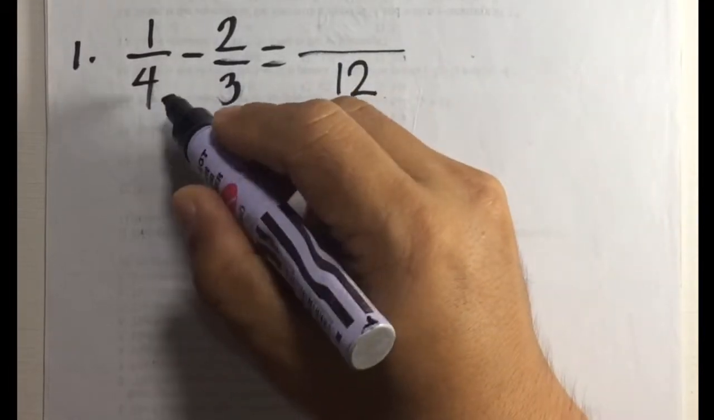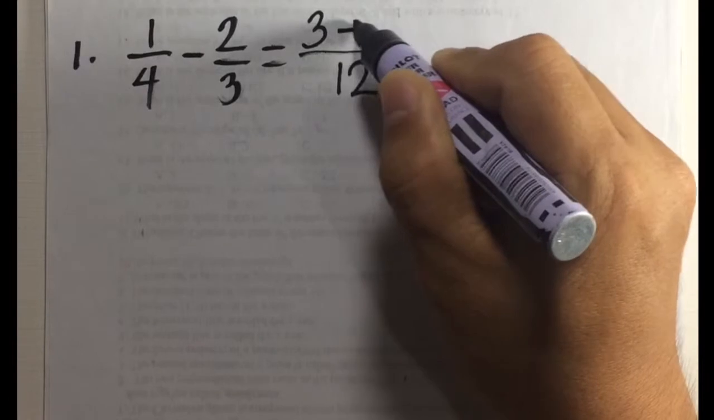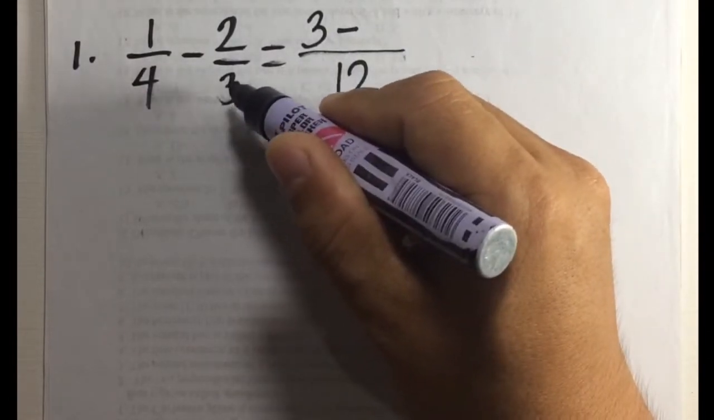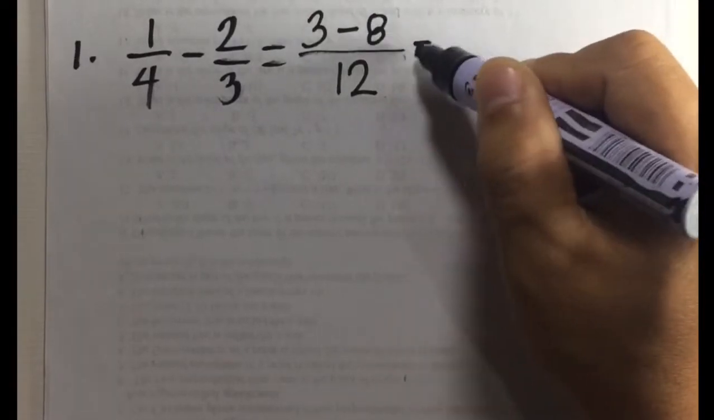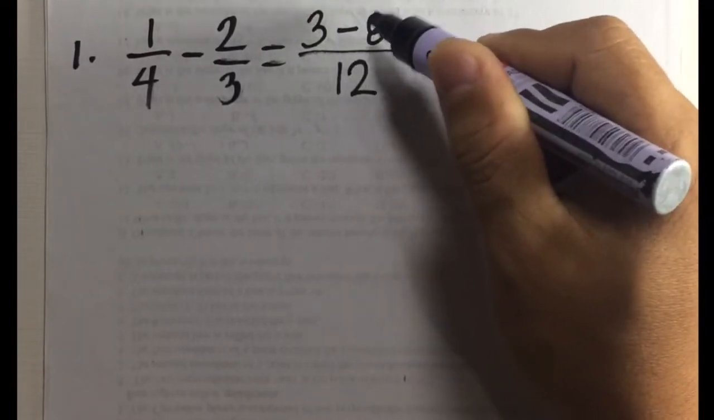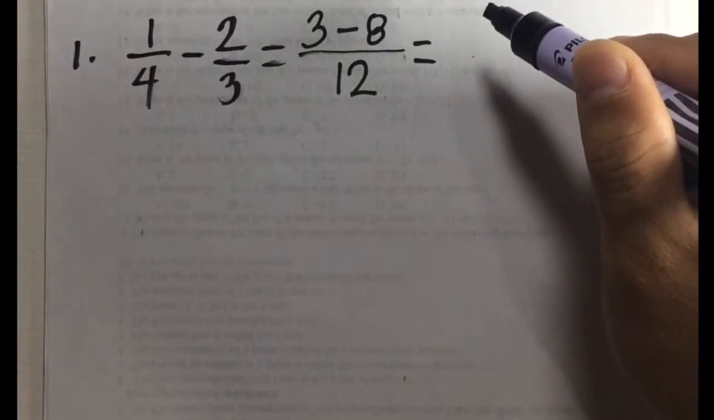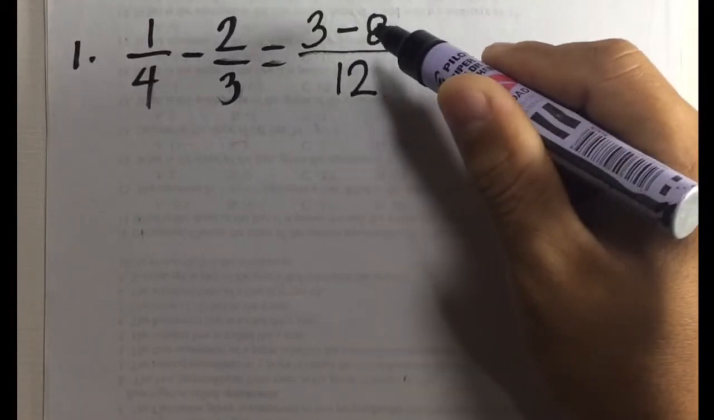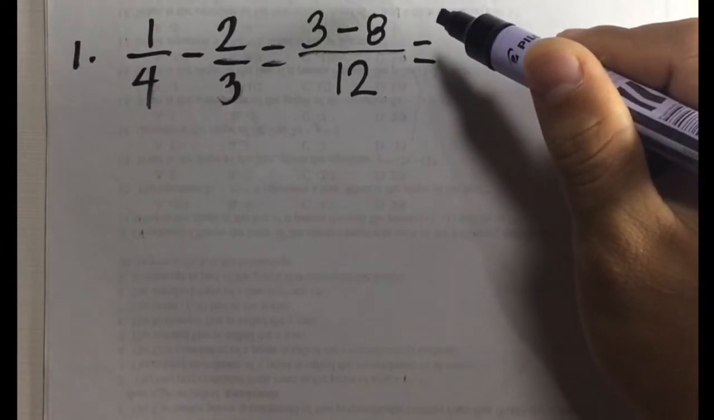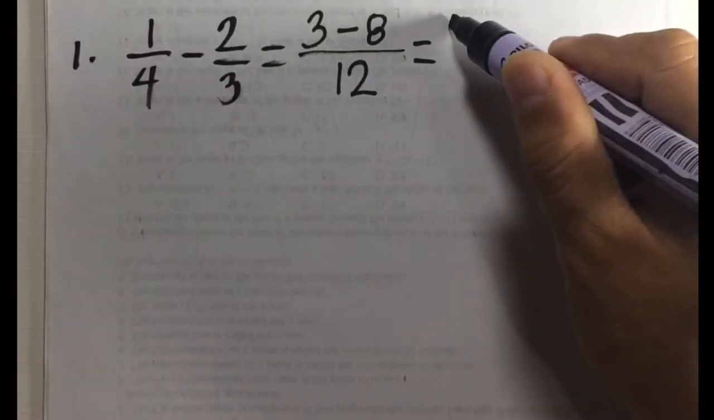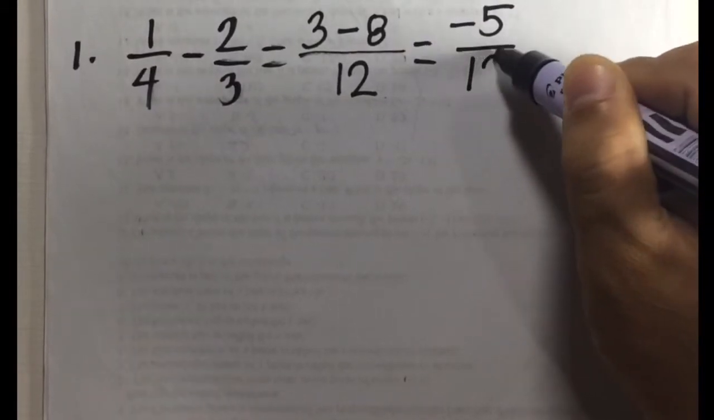12 divided by 4 is 3 times 1, it will be 3. And minus 12 divided by 3 is 4 times 2, that will be 8. And 3 minus 8 is the same as 3 plus negative 8. And 3 plus negative 8, the answer is negative 5 over 12.